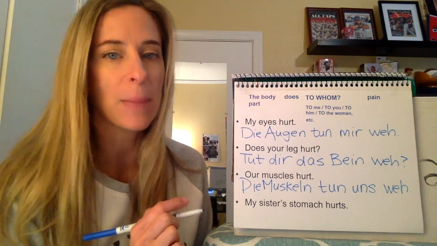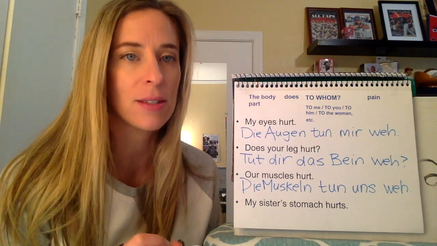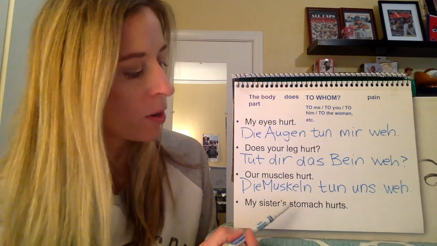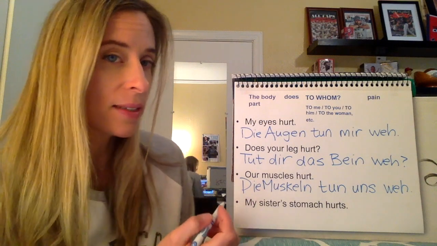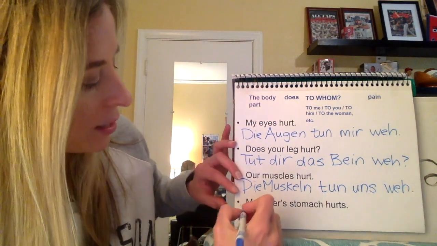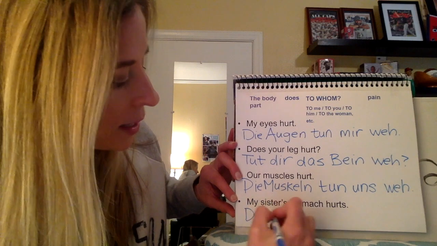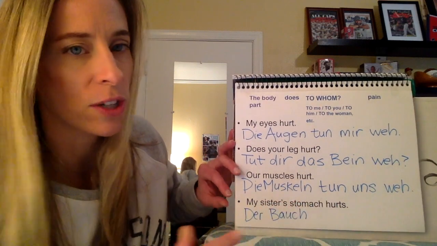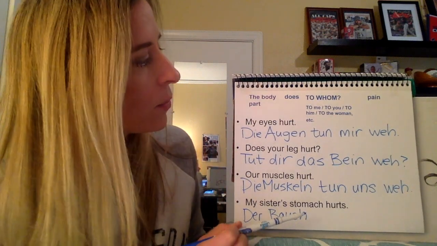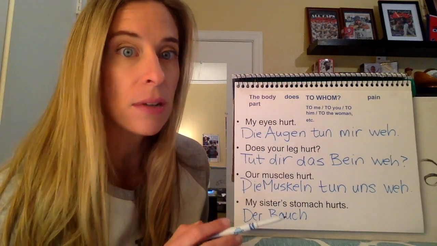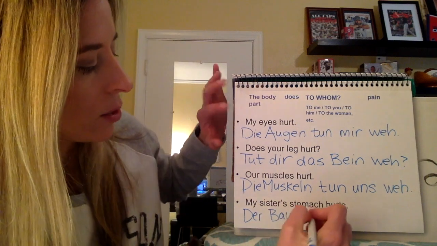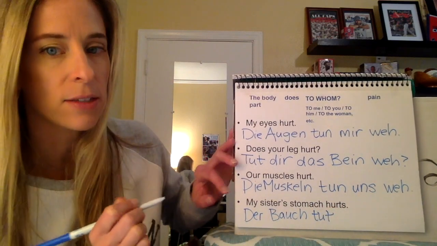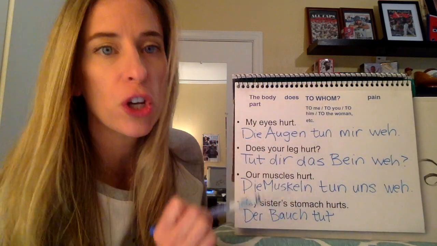All right, Nummer 4, my sister's stomach hurts. And so we have a statement, so we can use the formula. So we're going to start with the body part. Stomach, do we remember what that is? We have 2 options. It's either der Bauch or der Magen. I'll go with der Bauch, but der Magen works just the same. And so then we go to our verb. How many things is the stomach? It is 1. And so we're going to say der Bauch tut.